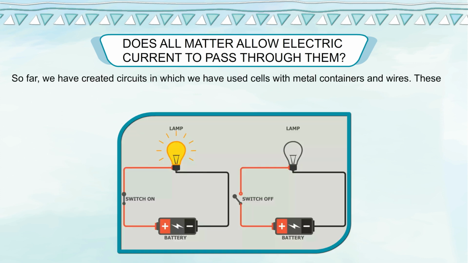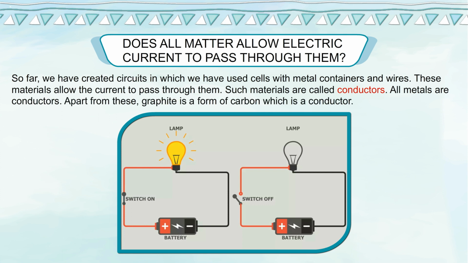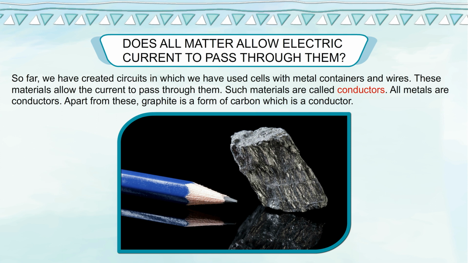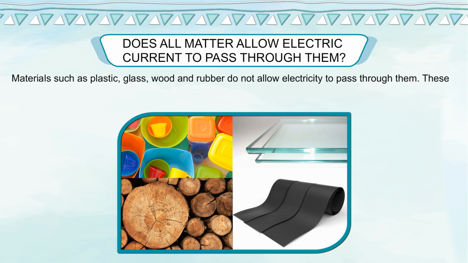Does all matter allow electric current to pass through them? So far, we have created circuits in which we have used cells with metal containers and wires. These materials allow the current to pass through them. Such materials are called conductors. All metals are conductors. Apart from these, graphite, a form of carbon, is a conductor. Materials such as plastic, glass, wood, and rubber do not allow electricity to pass through them. These are called bad conductors or insulators.